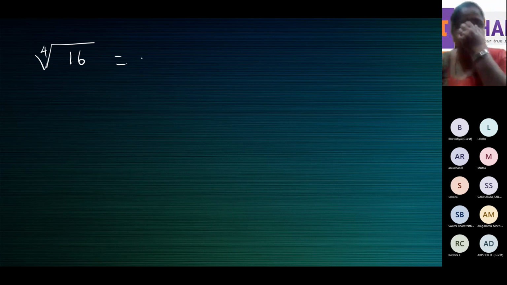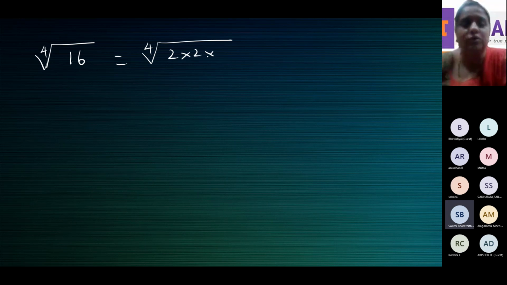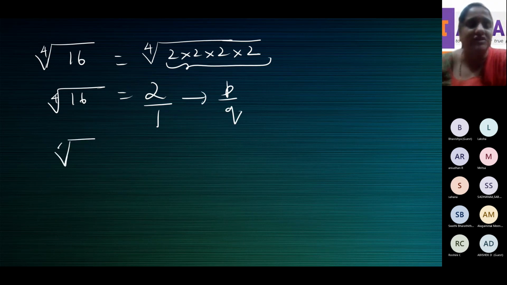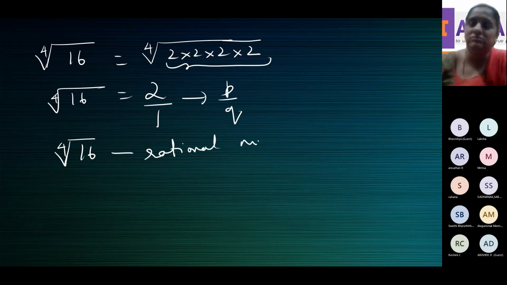Now, tell me, say like 4th root of 16. What's the value of 4th root of 16? It's the 4th root of 2 into 2 into 2 into 2, right? So from 4 2s, 1 2 will come out. So the value of 4th root of 16 is 2, and 2 is 2 by 1, which is P by Q. So 4th root of 16 is a rational number.